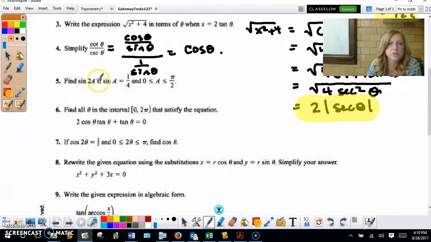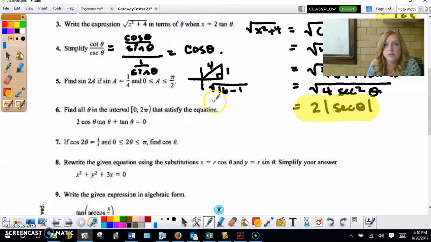Find the sine of 2a, given that sine of a is 1/4 and a is between 0 and pi over 2. I'm going to essentially come over here and do the triangle. You'll notice that a lot of these problems we're practicing those reference triangles. Sine is opposite over hypotenuse. The third side would be the square root of your hypotenuse squared, 16, minus your leg squared, 1, which is square root of 15. So find that third side.